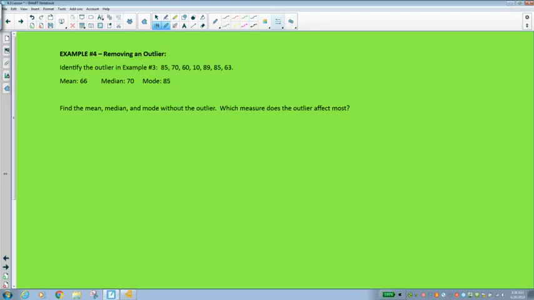Right, our example 4 is actually using the same problem that we just did, which has this same data set from example 3, which was 85, 70, 60, 10, 89, 85, and 63. We found the mean to be 66, the median to be 70, and the mode to be 85, which is what you just did. But now it's asking us to find the mean, median, and mode without the outlier and determine which of those are most affected by that outlier. So looking at all those centers.